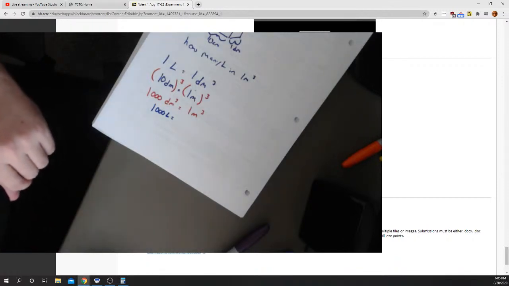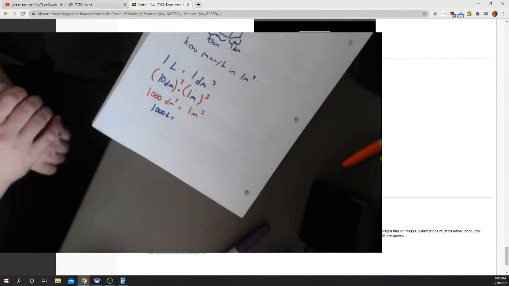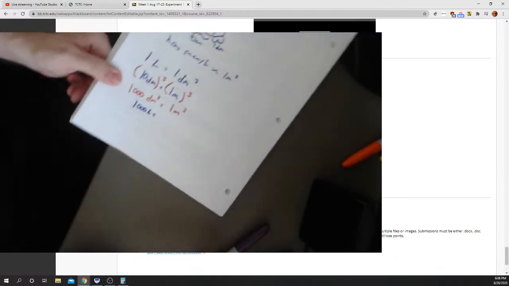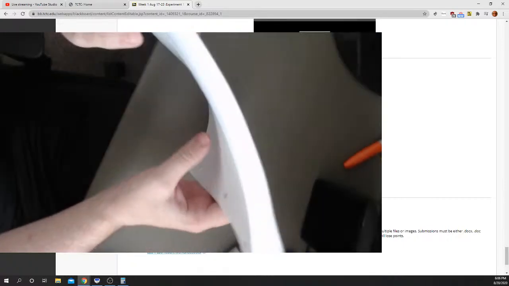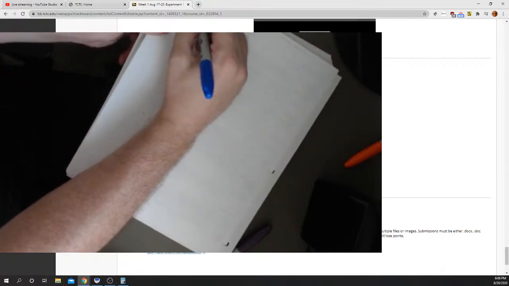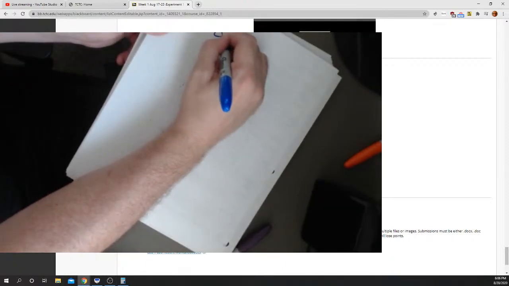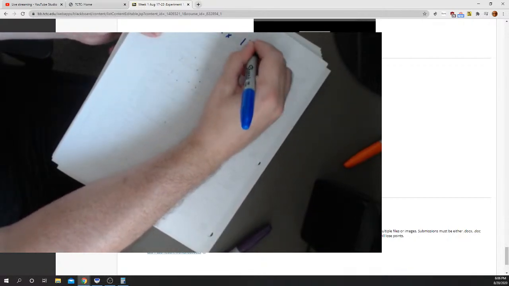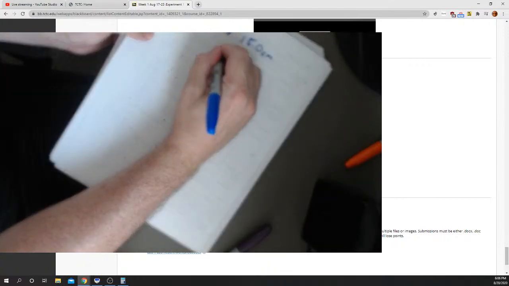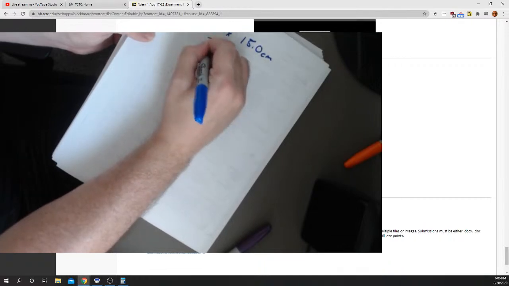Let's see if I can come up with... No, I can't really come up with examples that don't involve area or volume. So I'll just keep on going with area and volume. So, for example, something measures 25.0 centimeters by 15.0 centimeters. What is the area in square meters?